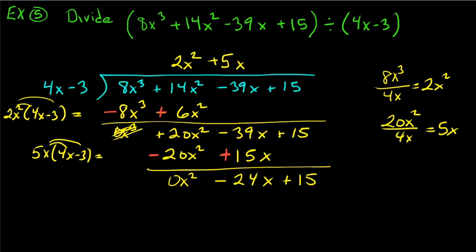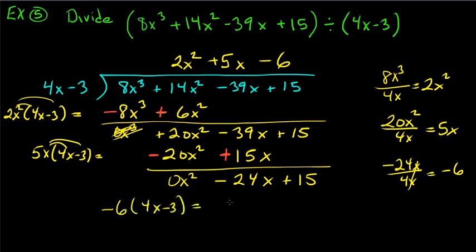Back to step 1. Step 1 is to take the negative 24x and divide by 4x. And that's just negative 6, right, because the x's cancel. So that means we're on our last round, negative 6. And step 2, we multiply negative 6 times 4x minus 3. So to get negative 24x plus 18.